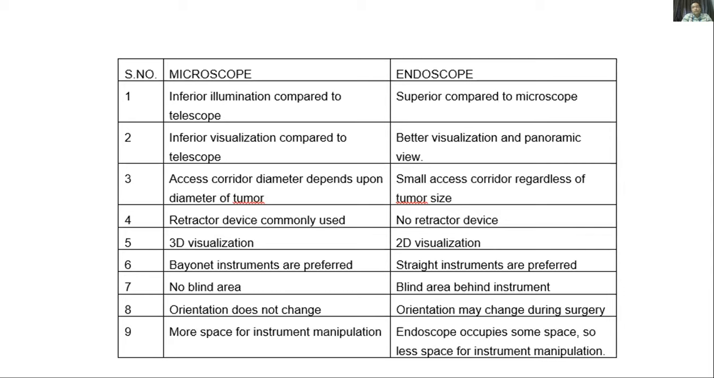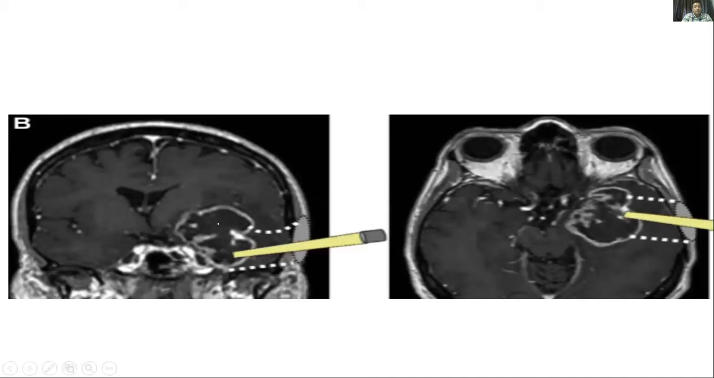But there are various advantages of microscope over endoscope also, which we need to take into consideration depending upon the case. Like, there is no blind area in case of microscope, whereas there is a blind area behind the instruments in case of endoscope. The orientation does not change in microscope, whereas in endoscope, we have to hold the instruments and camera properly so that the orientation does not change. And there is a very small space in endoscope, and the endoscopic view usually gets obstructed while we are using the instruments. So this is again a pictorial representation of the size of the craniotomy or size of our approach.